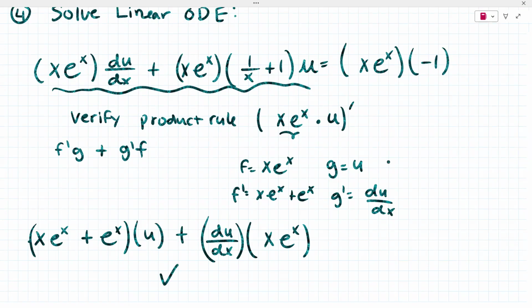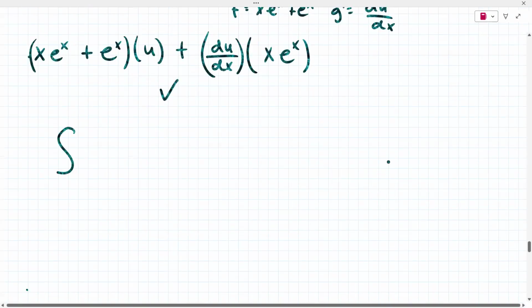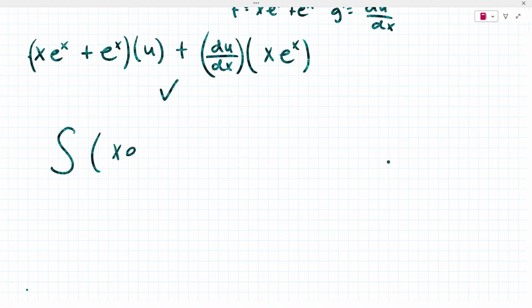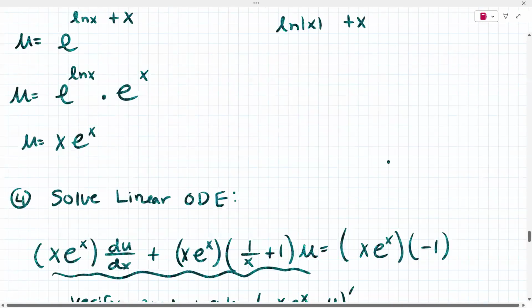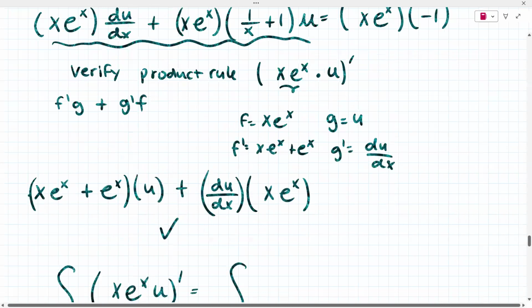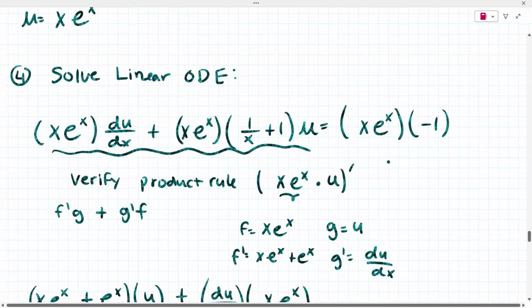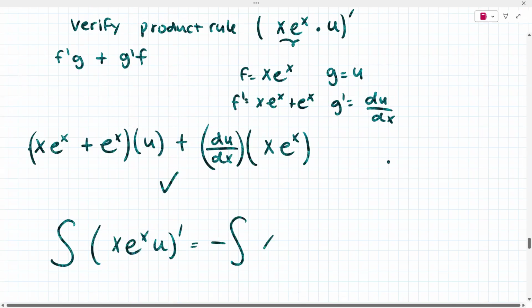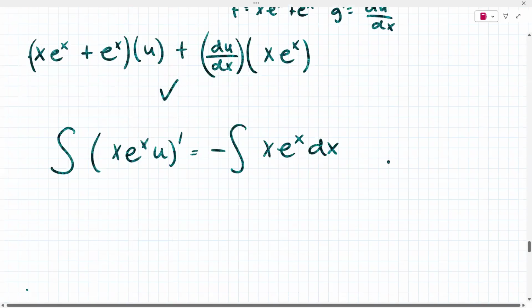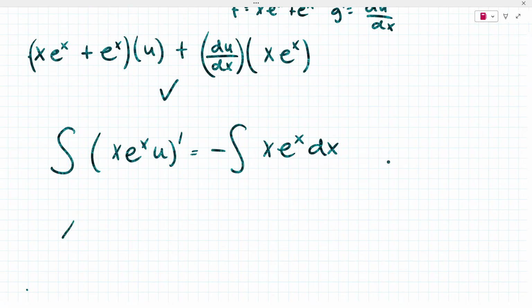So the next step is to take the integral of each side. So the integral on the left is the integral of the derivative of x e to the x u. And then on the right side, this is a minus, so you can put that in front of the integral of x e to the x dx. Okay, so over here, this is easy. The integration and the antiderivative cancel out, so you're just left with x e to the x u.